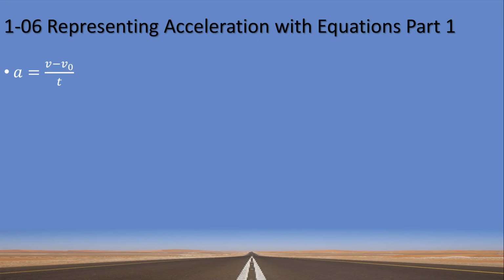Acceleration was change in velocity over time. So again, our final velocity we're just going to call v. If I multiply both sides by t, and then I add the v0, you have v equals at plus v0.